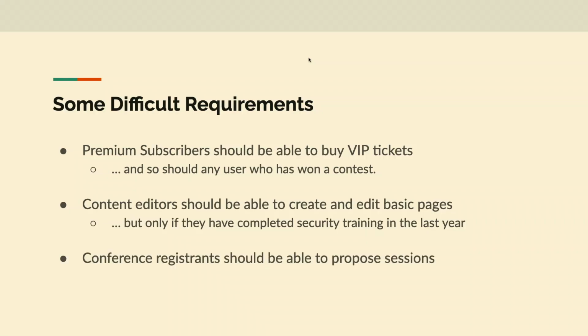Imagine another requirement that says conference registrants should be able to propose sessions. That's fine. We create a role called conference registrant. We give them the propose session permission, but only if the submission window is open. The submission window for the conference is open. So these are all requirements where roles just kind of break down. Roles really can't handle the more contextual requirements.